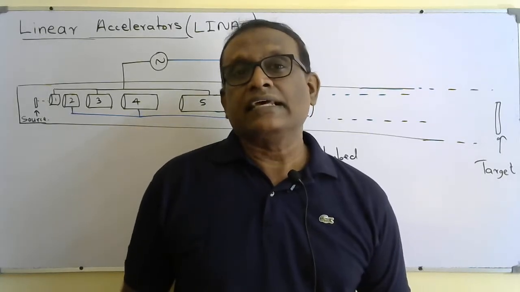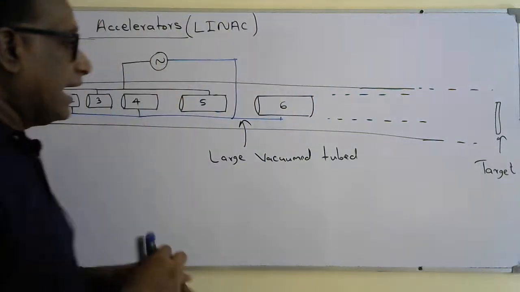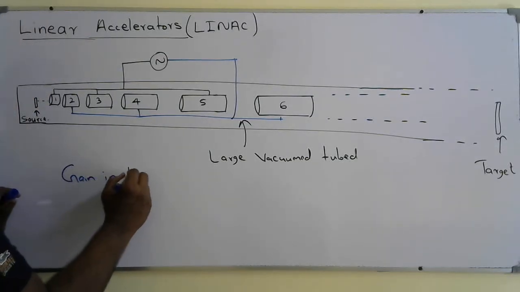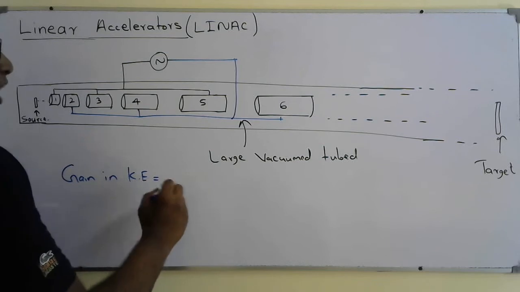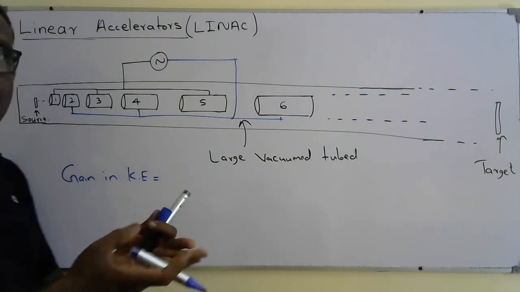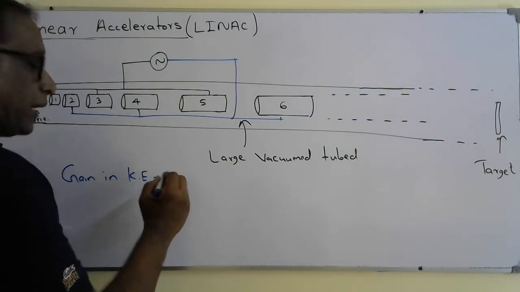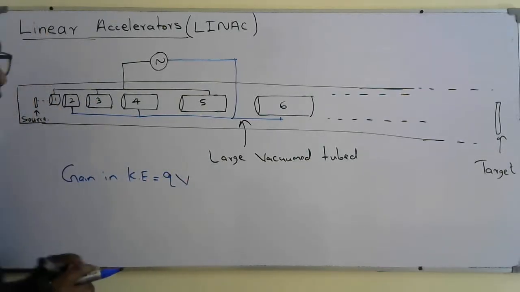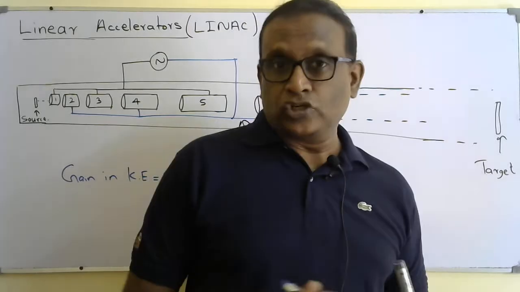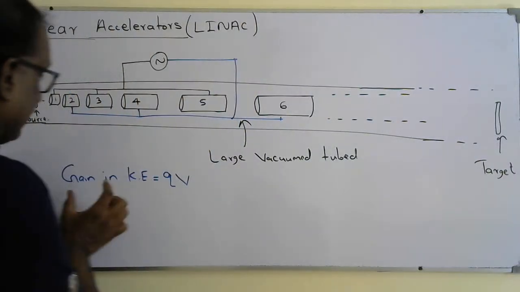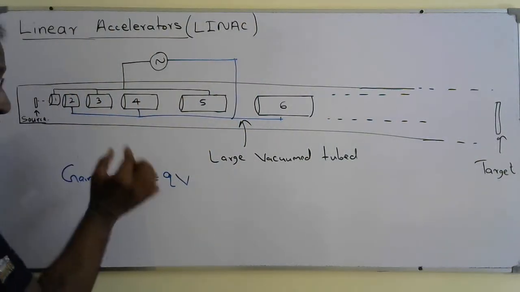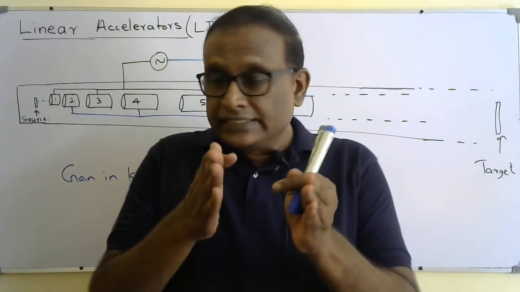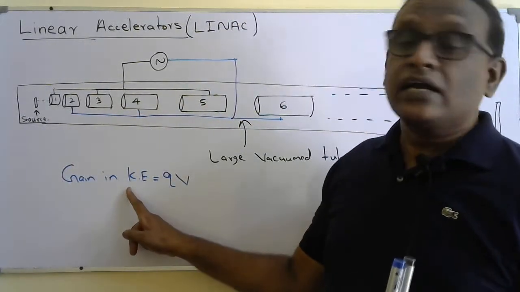So we can write the equation for the gain in kinetic energy. Gain in kinetic energy equals the work done by the electric potential, W equals QV. Q is the charge of the particle, and V is the potential difference applied across the drift tubes. So this is the energy gained by the charged particle during one acceleration, or whenever it crosses one gap, it gains this amount of kinetic energy.